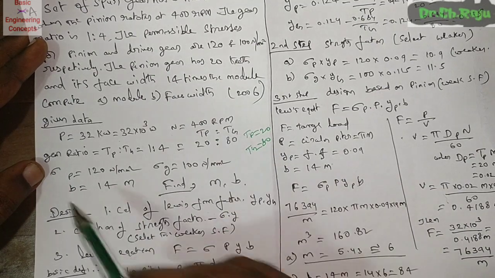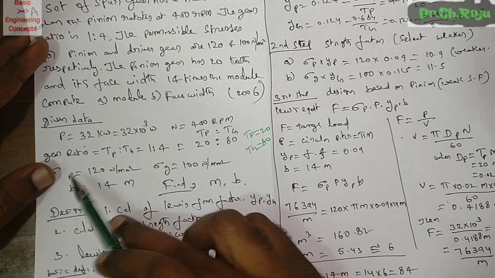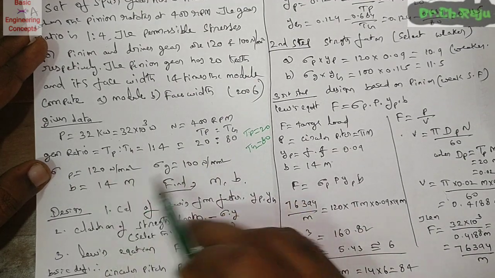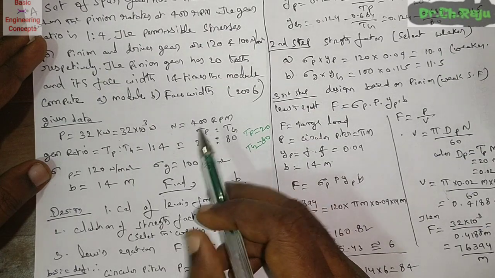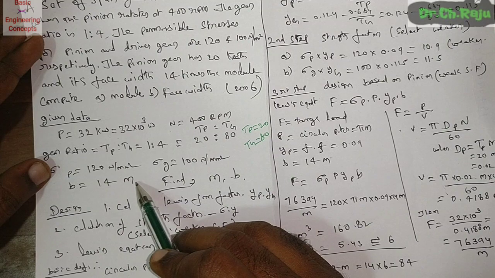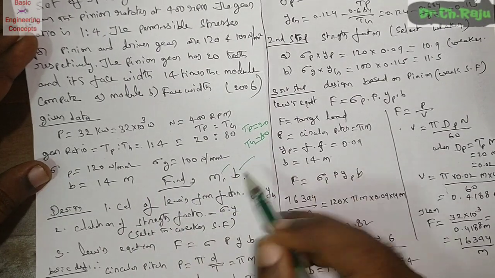And sigma P and sigma G, the stress for the pinion and the stress for the gear, are also already given as 120 and 100 newtons per mm square respectively. The face width is given as 14 times the module. So here we need to find the module and face width.